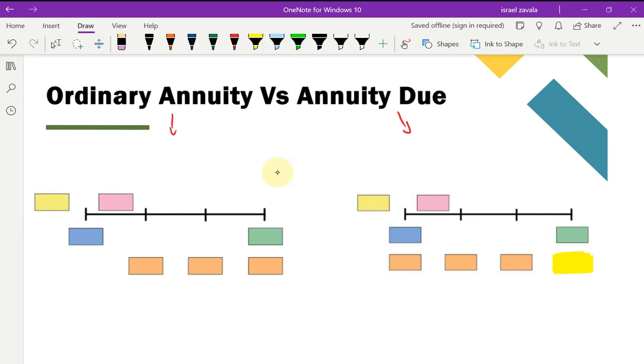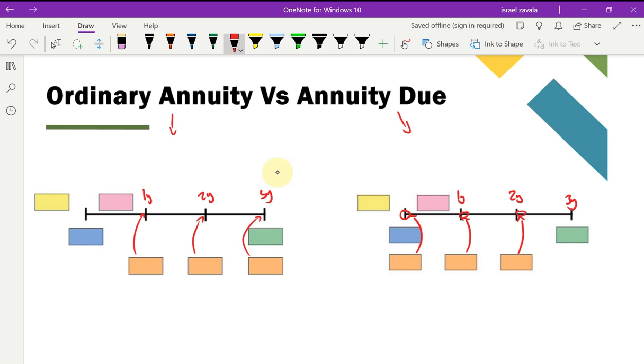So what does that mean? I previously had gone over an ordinary annuity. Now, remember I mentioned this happens at the end of the year. So this is the first year, this is the second year, and this is the third year. And they happen at the end of each year. Now, in an annuity due, first year, second year, third year, the annuity payment happens at the beginning of the year. This point here is the beginning of the first year. This point is the beginning of the second year, and this point is the beginning of the third year.